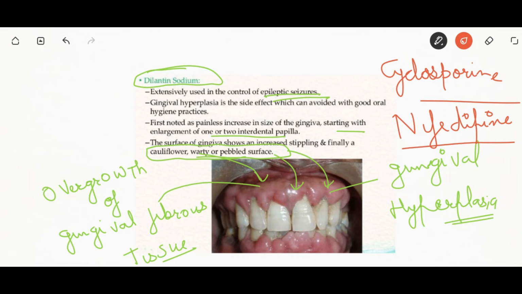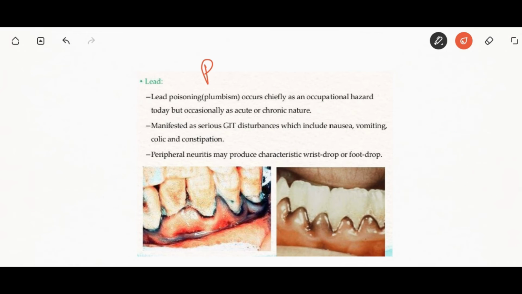Another drug is nifedipine. It is a calcium channel blocker. It is used in cardiovascular diseases. The calcium channel blocker interferes with the production of collagenase through altered calcium influx into the fibroblast. So what you will see is gingival enlargement that would be seen 1 to 3 months after taking this drug. The gingiva will be firm, nodular, and the clinical appearance is similar to that seen in Dilantin and cyclosporine.